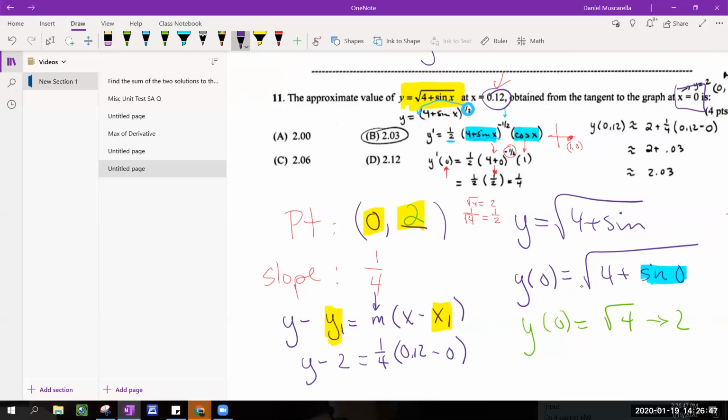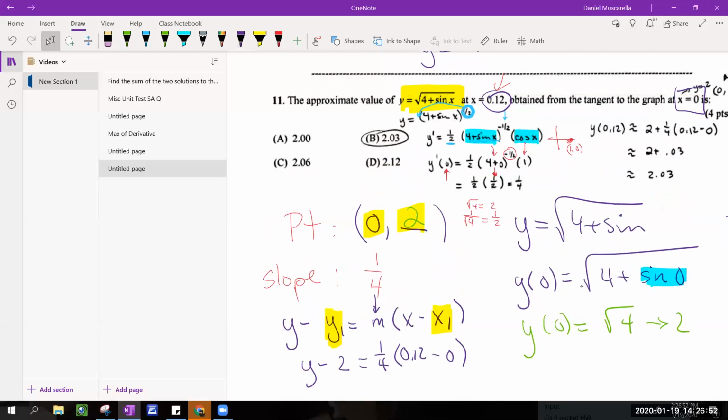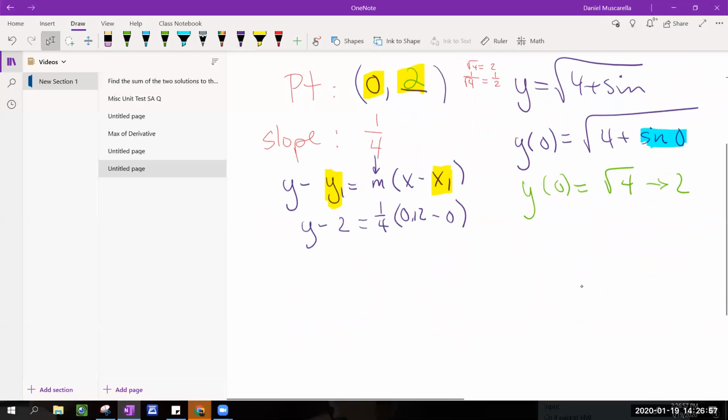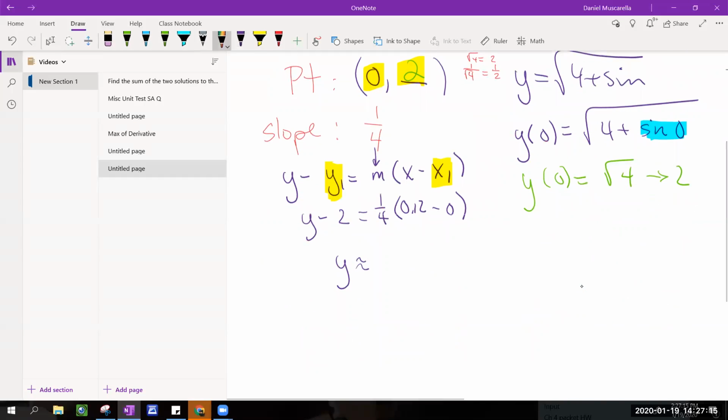Then we've got to clean this up, because if we're trying to approximate a value, that means we want to know what y is, because that's the only variable we don't have. So you can move the 2 over. Anytime you see the phrase approximate, that's right off the bat a squiggle alert, because you're always going to approximate, and when you write that mathematically you have the little squiggles right there. So we move the 2 over, and 2 plus 1/4 of 0.12.